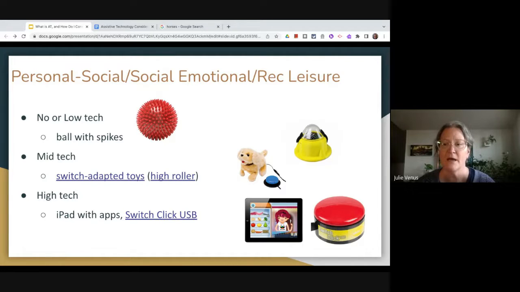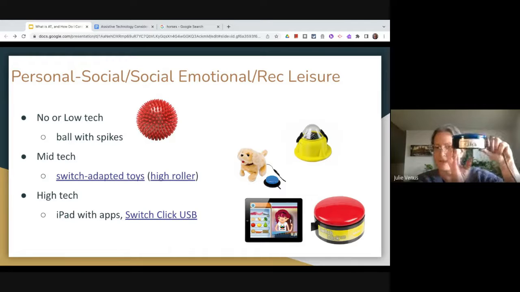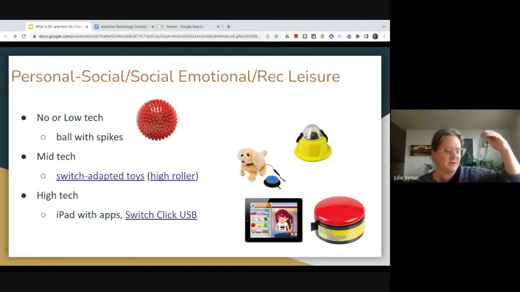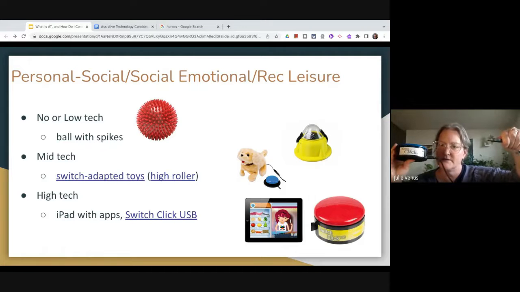The high tech items might be something like an iPad with apps or a switch click USB, which, if you haven't seen that, I've got one here. It's just an item like this. It's a switch and it has a USB cord that you would just plug into the computer. And then what it does is it functions as a click on a mouse.